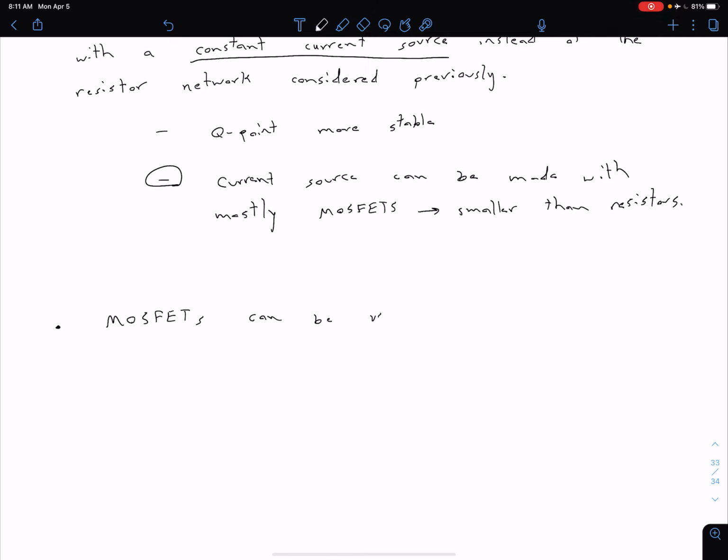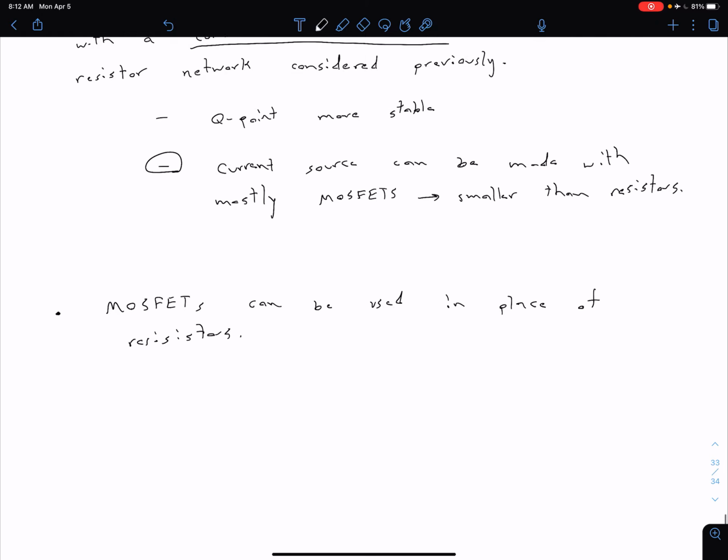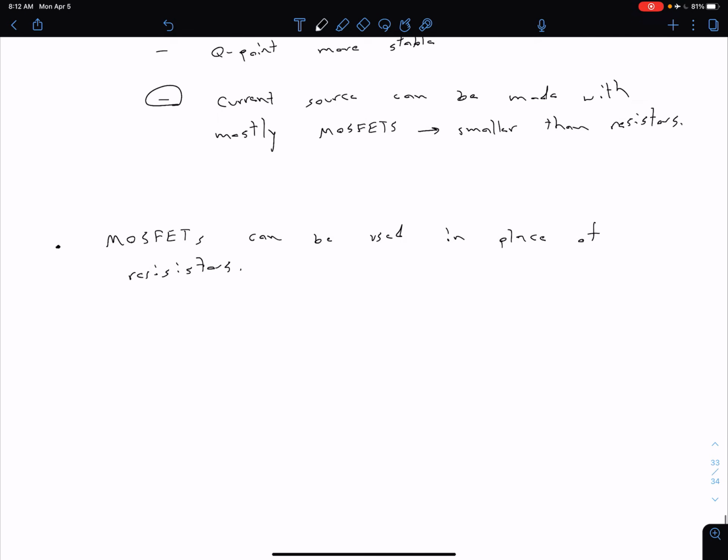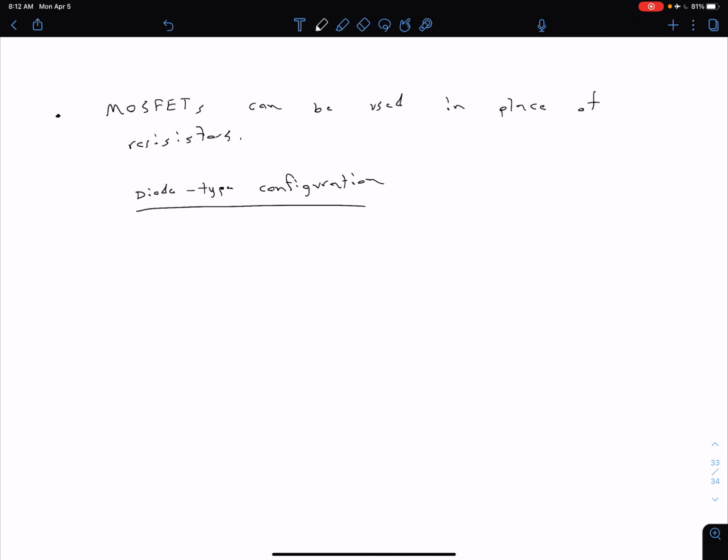So MOSFETs can be used in place of our resistors. This goes back to that same size advantage if we're talking about integrated circuits in particular. So we can replace resistors with something much smaller. And again, as I mentioned, they're going to be connected in what's called a diode type configuration. We'll see why here in a minute. So in this configuration, our drain and gate terminals are connected together.